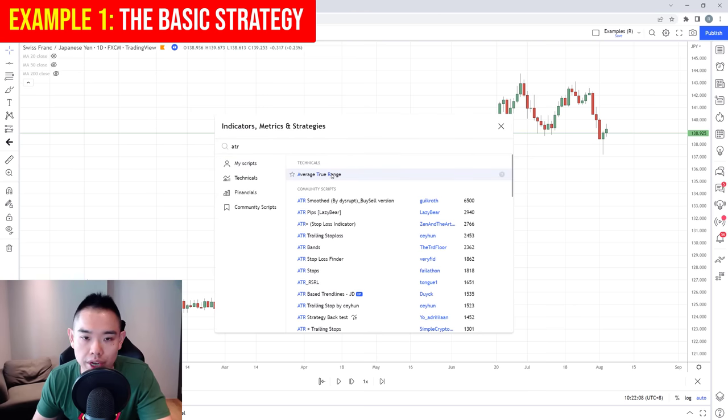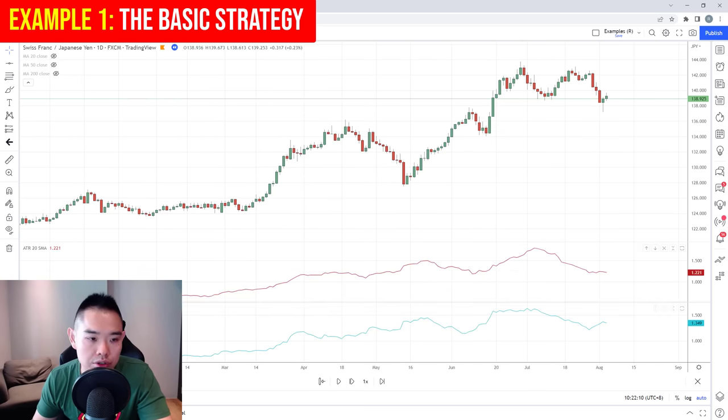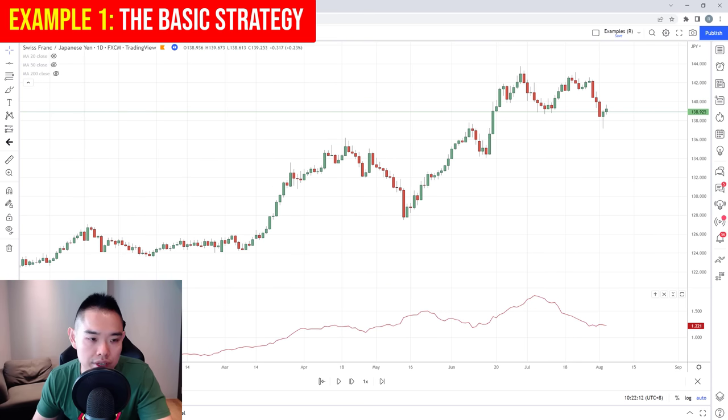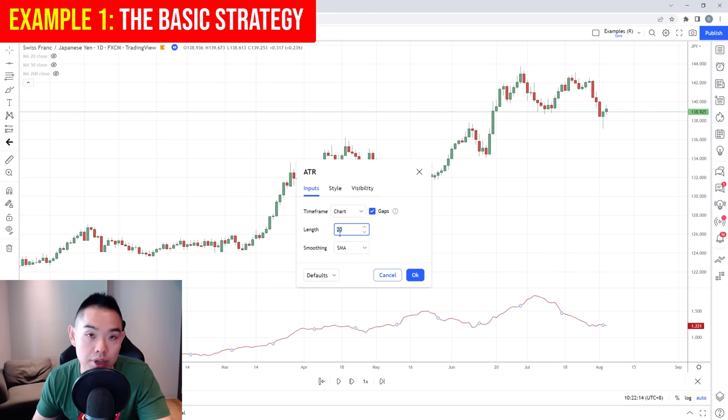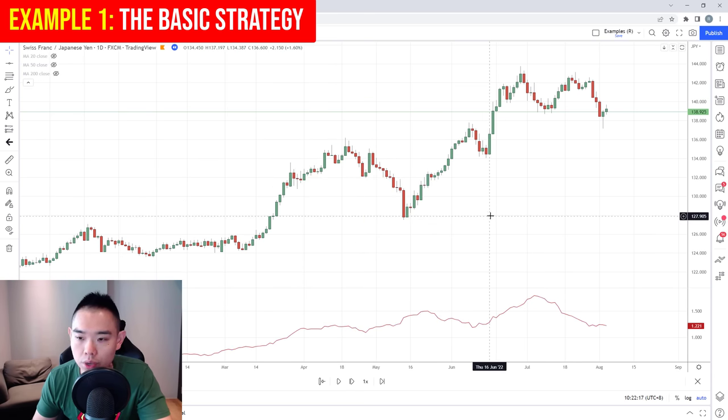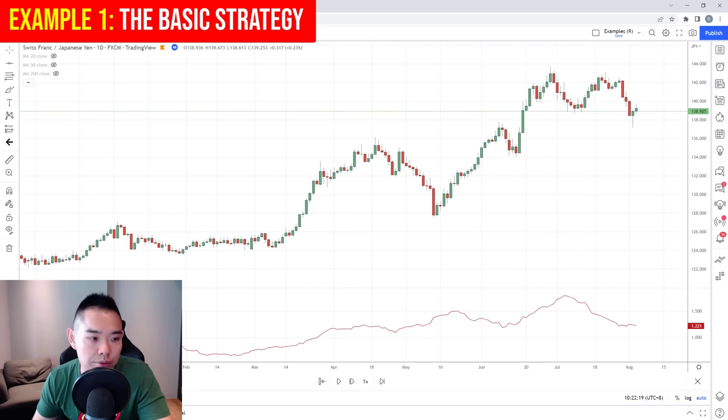I'll show you average true range. Click on this. Okay, I'll just delete this one and use this one. The settings I use are 20 period and SMA. You click OK. What you'll do is find out the ATR value. You can see that right now the ATR value is 1.221.